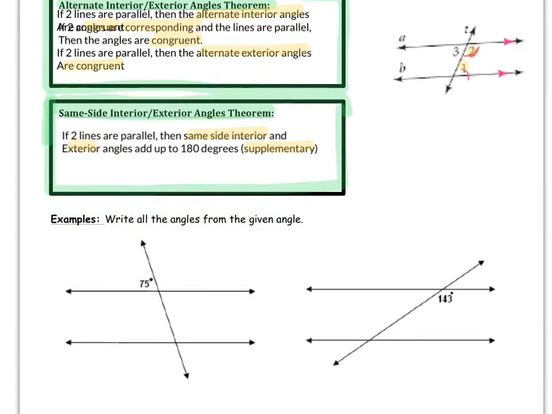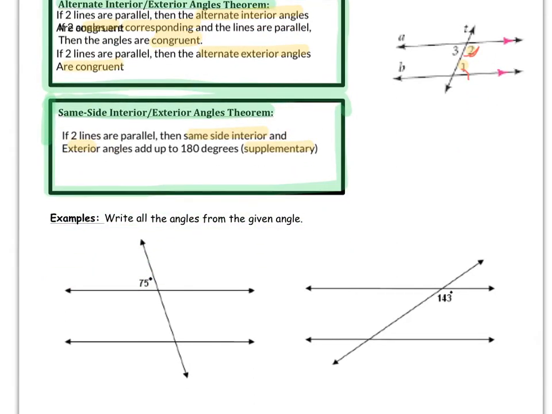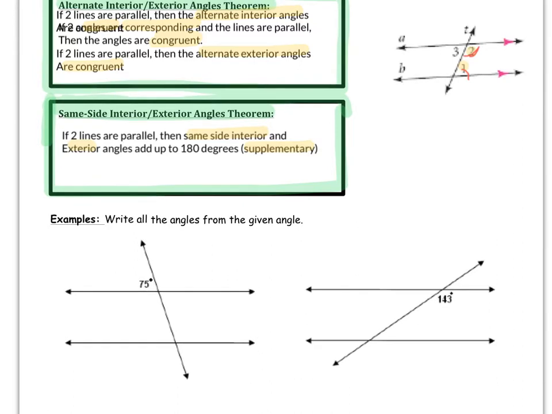I'm just going to scroll this up. Okay. So it says write all the given angles from the given angle. So I've given you one angle, and I'm telling you that these lines are parallel. This is technically bad notation because you can't assume anything is parallel. So if I go ahead and put my arrows in my picture, I can. But okay, great.